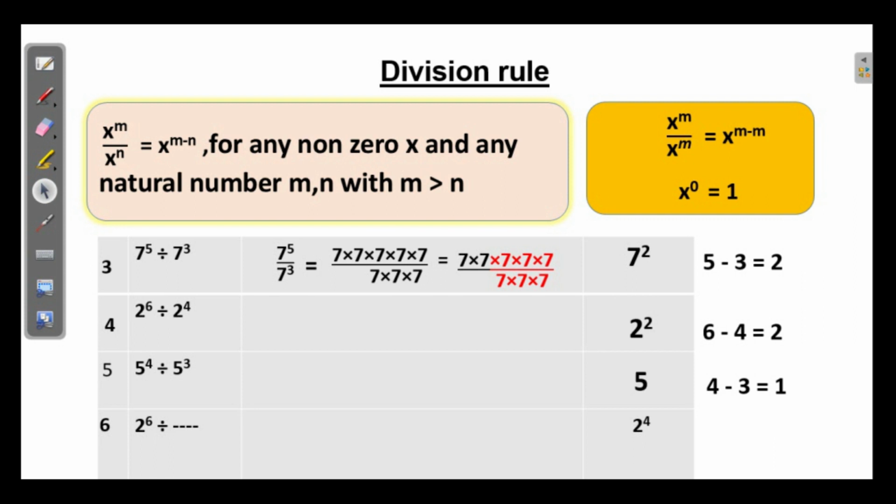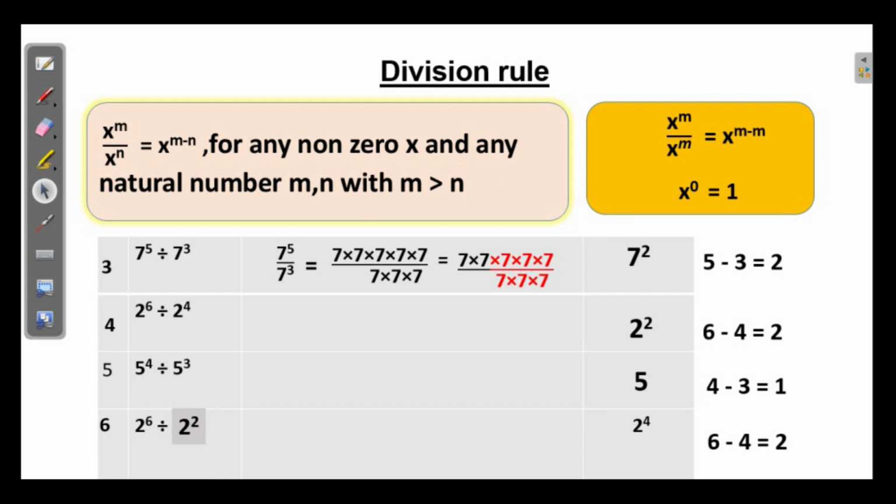That is 5. And here it is 2 raised to 6 by which number? We will get 2 raised to 4. Which number is it? 2 square. 6 minus 2 is equal to 4, or 6 minus 4 is equal to 2. So it is 2 square.